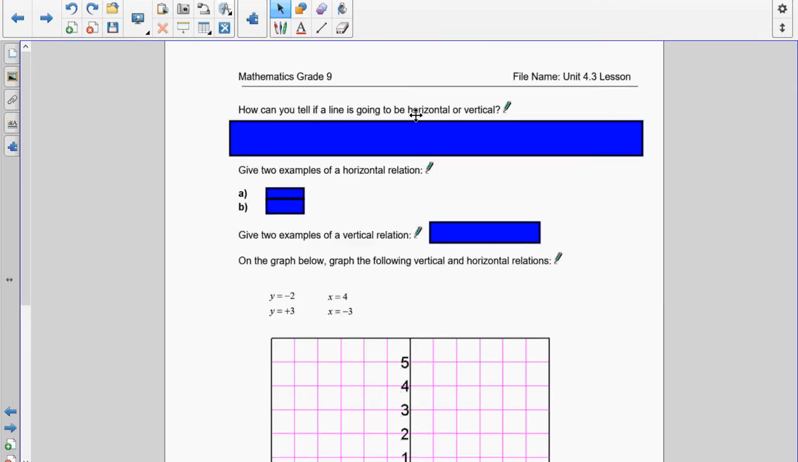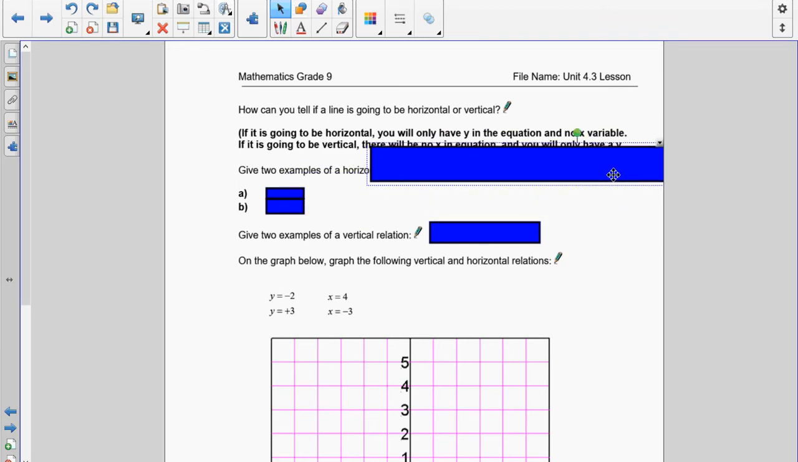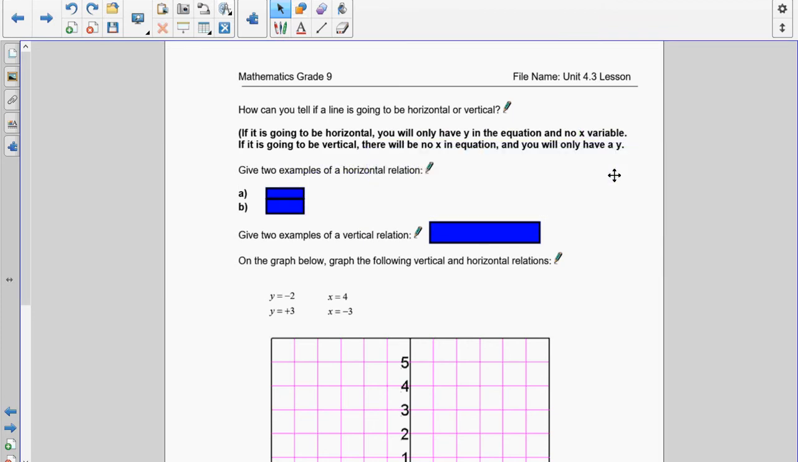How can you tell if a line is going to be vertical or horizontal? Now, the line is going to be horizontal. Sorry, let's reverse that, okay? You can only have a y in the equation. I can't even read my own notes. If it's going to be a horizontal graph, you only have a y in the equation, no x variable. If it's going to be vertical, there will be no y in the equation, and you'll only have the x.